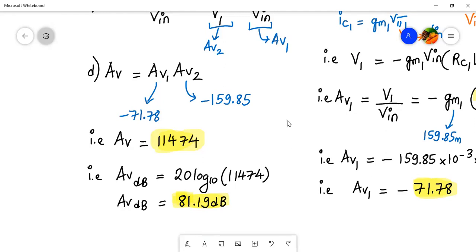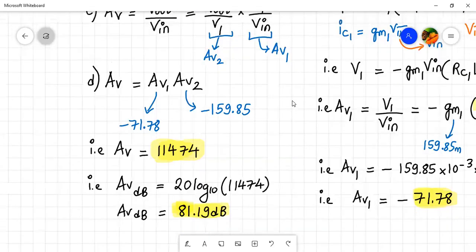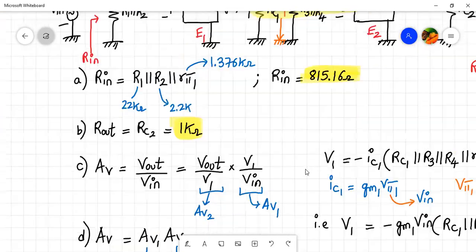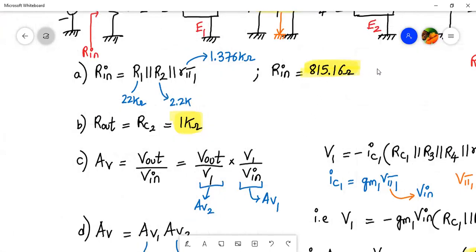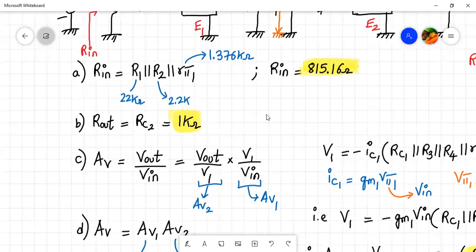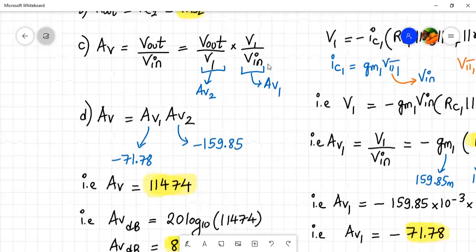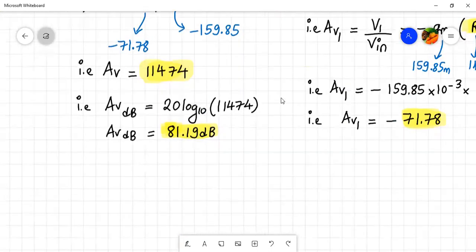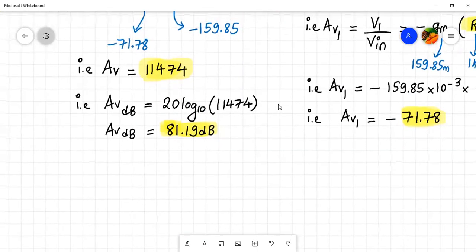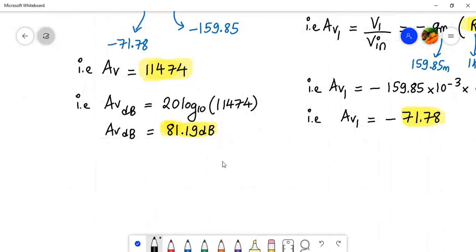With this we have completed the numerical, and we have found the values of input resistance 815.16, output resistance 1 kilo ohm, and overall voltage gain, that is 11,474 or 81.19 dB. So with this we conclude this numerical and we conclude this session.